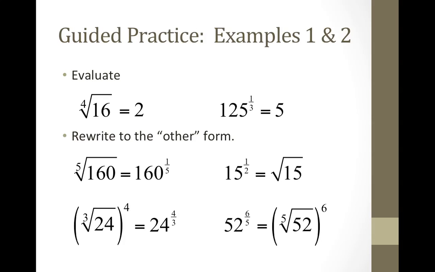In the rewriting section, the 5th root of 160 is the same as 160 to the 1/5 power. 15 to the 1/2 is the same as the square root of 15. The cube root of 24 and then all to the 4th power is the same as 24 to the 4/3 power. And 52 to the 6/5 power is the same as the cube root of 52 all to the 6th power. Or again, you could have had 52 to the 6th and then the 5th root of the whole thing.